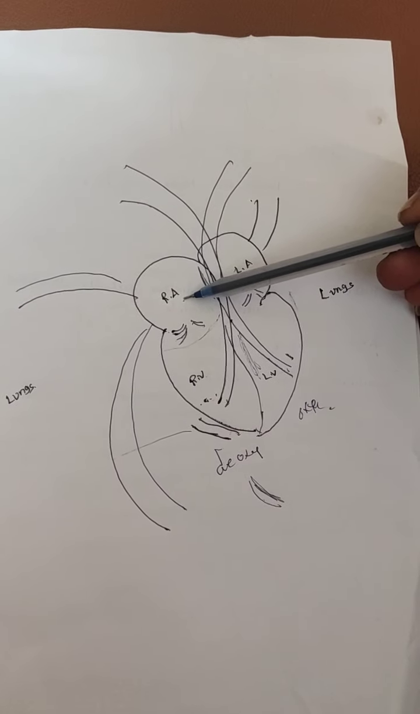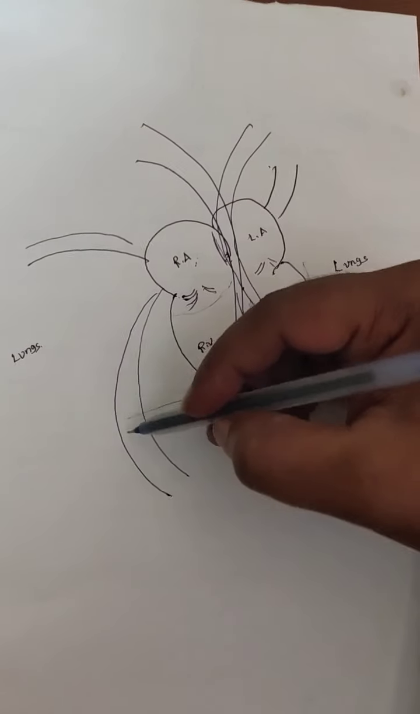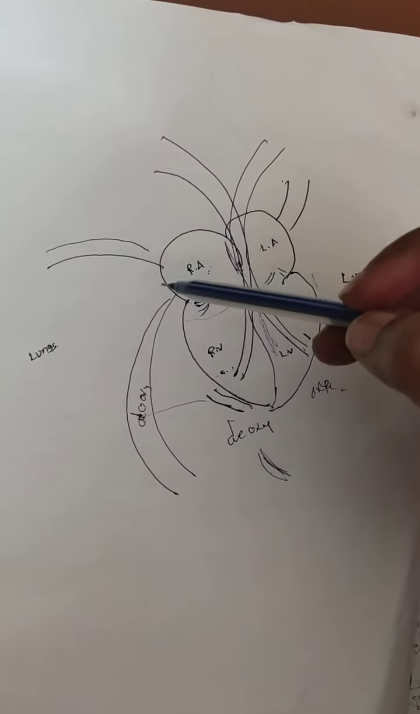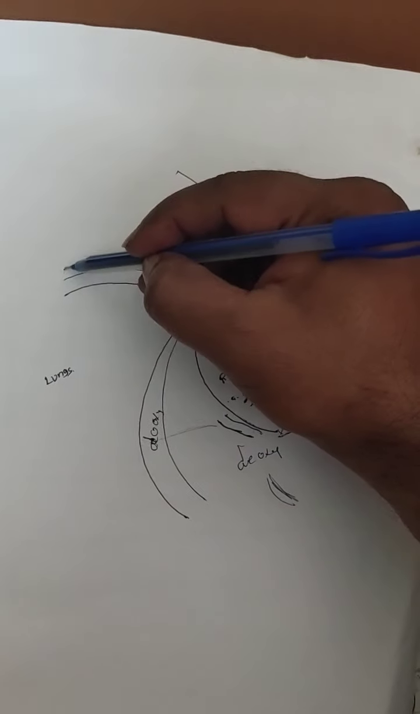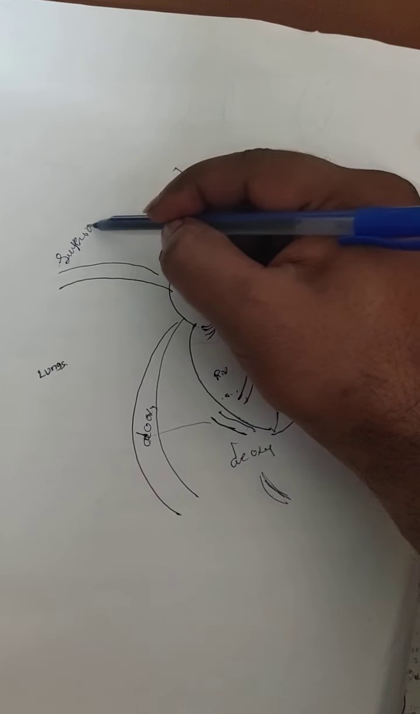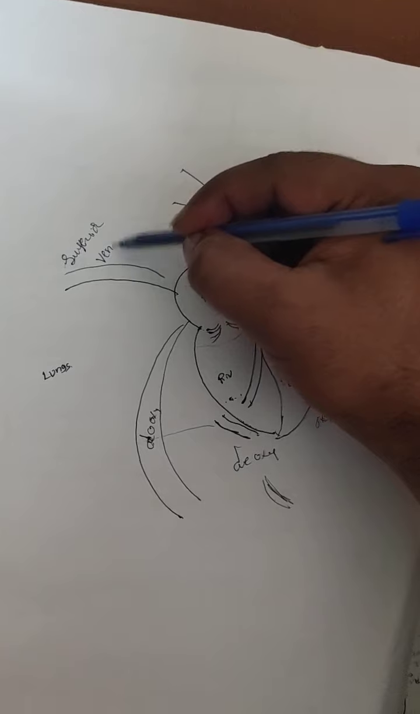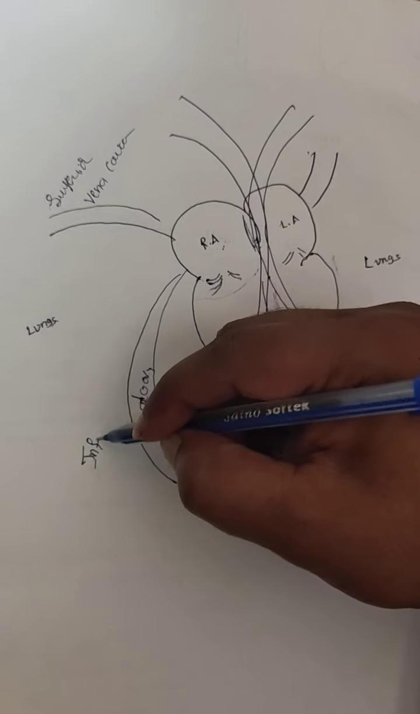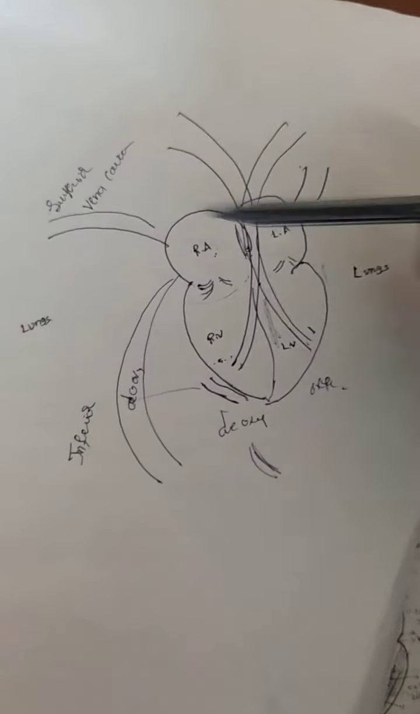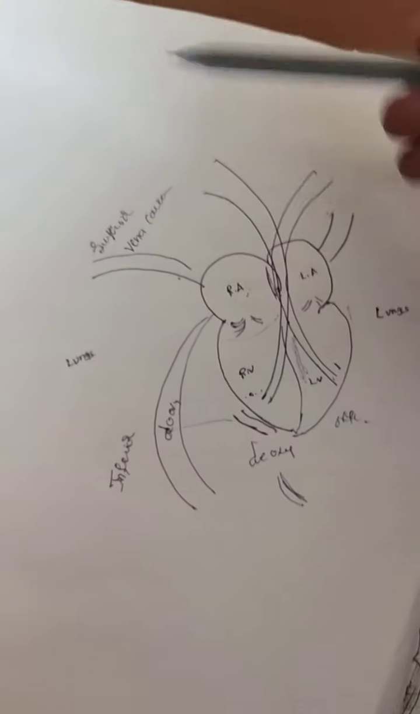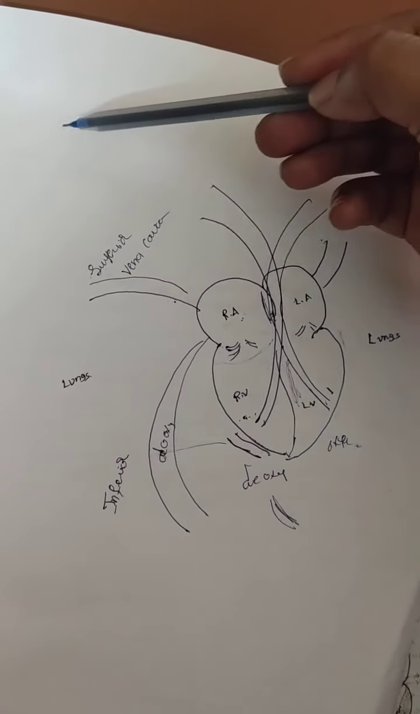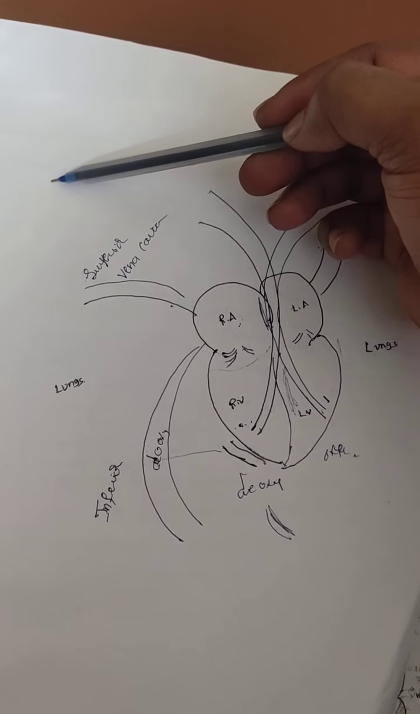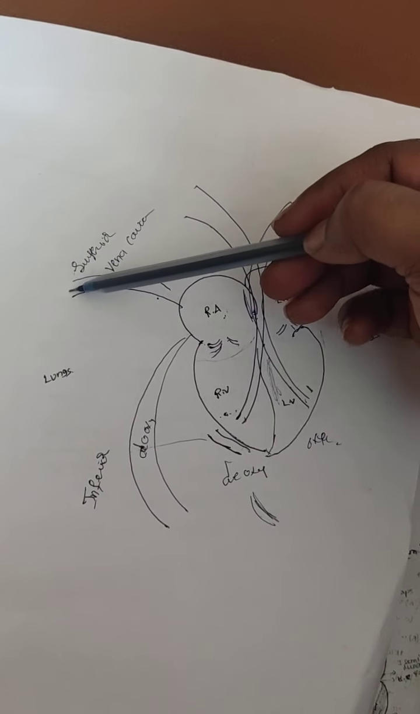This right atria receives the deoxygenated blood from all parts of our body. This is the superior vena cava. This is the inferior vena cava. The superior vena cava receives the blood from the upper part of the body. The deoxygenated blood in the upper part of the body is received by the superior vena cava.